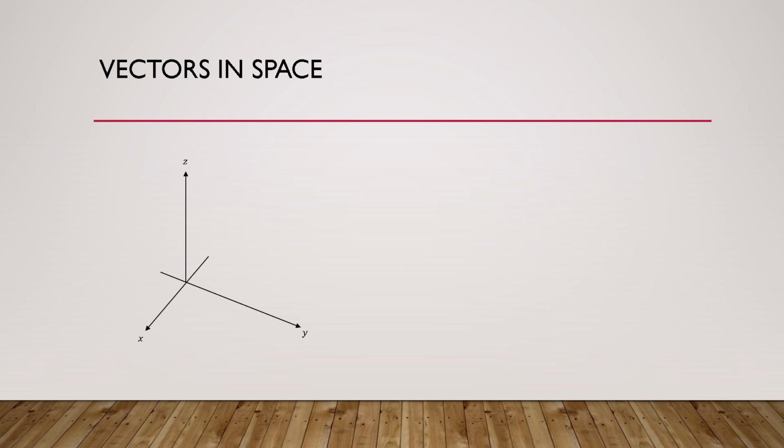A vector in space whose initial point is at the origin is called a position vector and can be represented algebraically by the ordered triple v equals v1, v2, v3, where v1 is the x component, v2 is the y component, and v3 is the z component. A vector whose initial point is not the origin is equal to a unique position vector. We first designate the initial point as P1 having a position of x1, y1, z1, and the endpoint P2 having a position of x2, y2, z2.